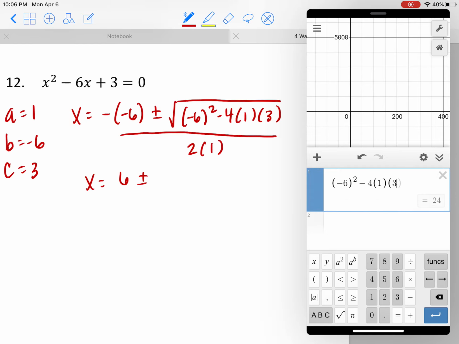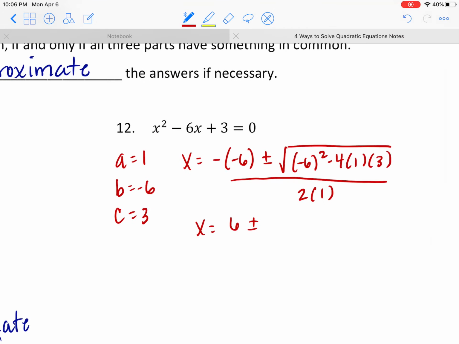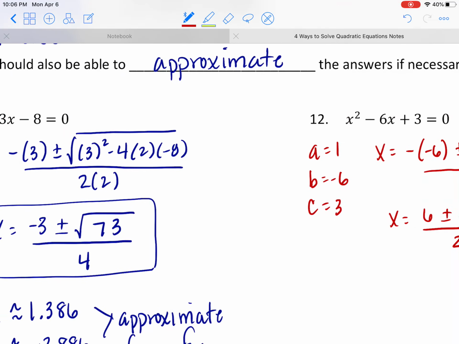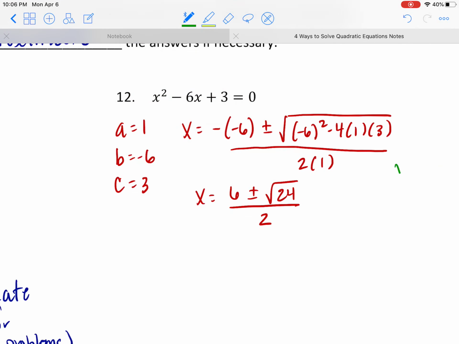Let me just show you what I'm saying here. Negative 6 squared without the parentheses, the calculator is going to miscalculate. Okay, I want to make sure we're getting a positive 36 there. Minus 4, parentheses 1, parentheses 3. So 24 underneath the radical. So this becomes a square root of 24, and then we're dividing by 2 here.